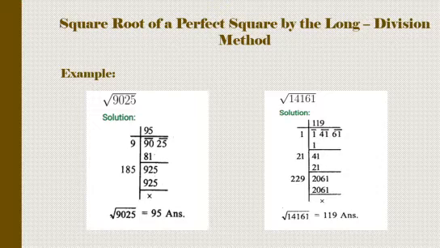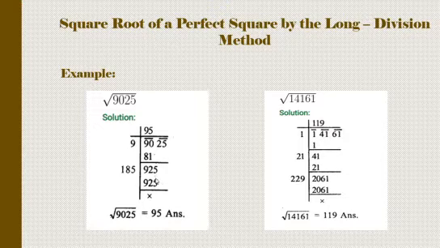9 9s are 81. So here in the answer we will write 9, and here we will add 9 plus 9, 18. That 18 we will write at this place. Now after subtracting 81 from 90, we got here 9. Then bring this 25 together down. Both the numbers we have to bring down. Now our new number becomes 925.